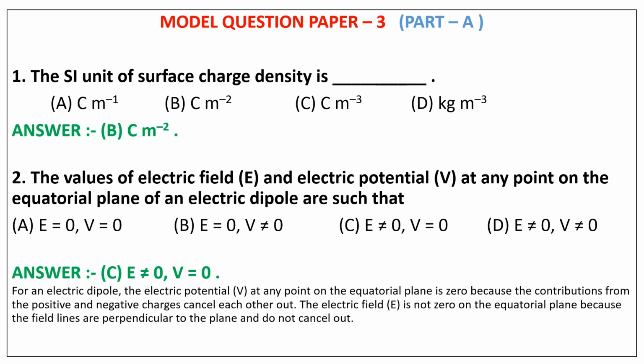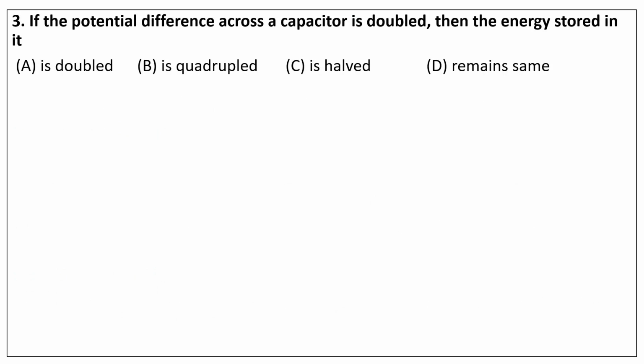For an electric dipole, the electric potential, V, at any point on the equatorial plane is 0 because the contributions from the positive and negative charges cancel each other out. The electric field, E, is not 0 on the equatorial plane because the field lines are perpendicular to the plane and do not cancel out.